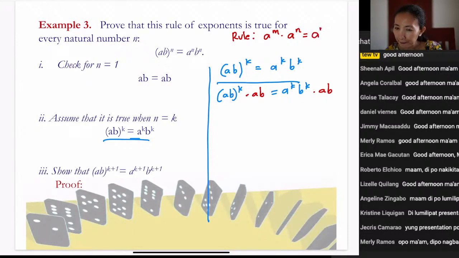Yes, very good. Jekri said, add the exponents since they have the same bases, correct. Multiplying powers of the same bases, copy the base, and add the exponents. Very good. So, clearly, the bases are the same. And what is the implied exponent here? Although it's not written, we are very sure that this is raised to the first power. So, we shall write this in a concise manner as AB raised to K plus 1.